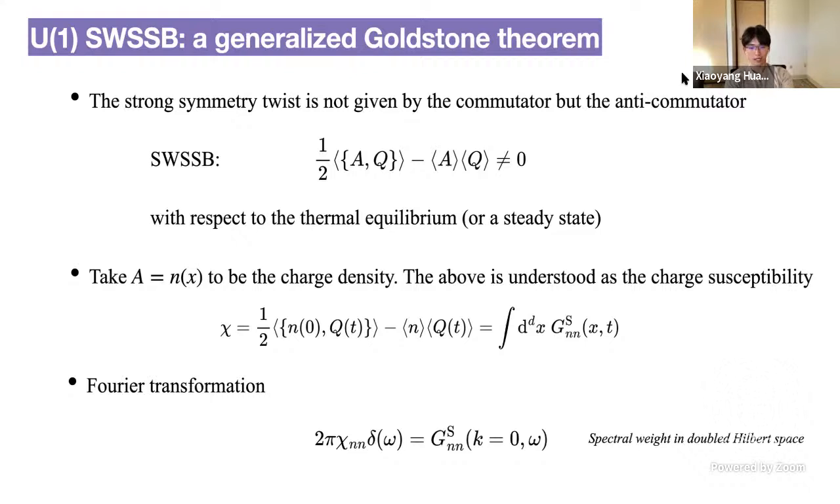But for now, let's just look at this expression. So you see that the twist of your operator still gets the expectation value of your thermal equilibrium. It's really reflected in the fact that your charge can fluctuate locally, and this ability is captured by the so-called charge susceptibility. So this means that charge susceptibility is really the order parameter of your strong-to-weak SSB.